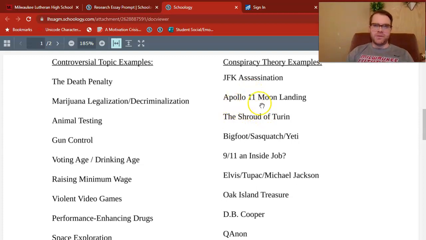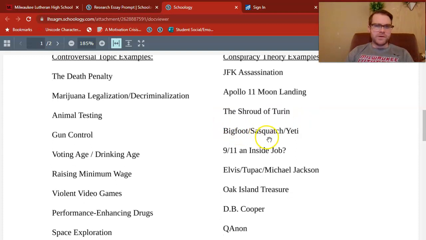So, for instance, Apollo 11 moon landing, one of your body paragraphs might be exploring why it's clearly not fake. Another one would explore why some people think it is faked, and some of the ideas they come up with there. The Shroud of Turin is what I did mine on in high school. If you're not sure what that is, look it up. It's a fascinating piece of history.